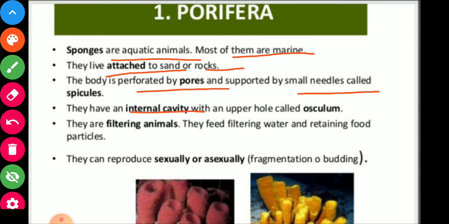They have an internal cavity and an upper hole, that is called osculum. They are filtering animals. They feed from the water, filtering water and taking food from it. They reproduce sexually or asexually. These are some characteristics of Porifera.